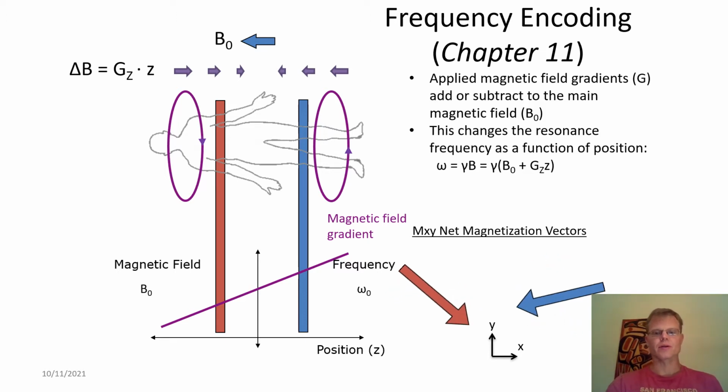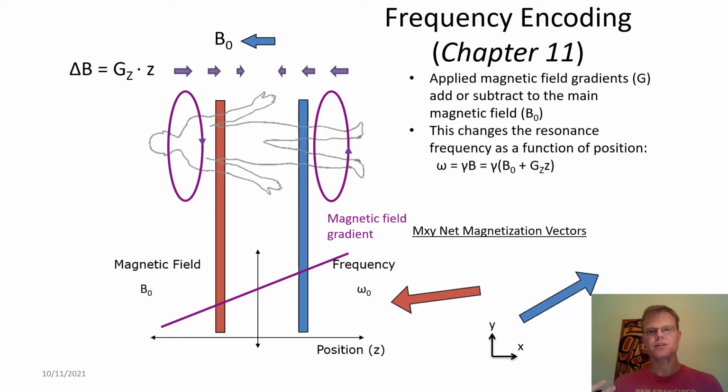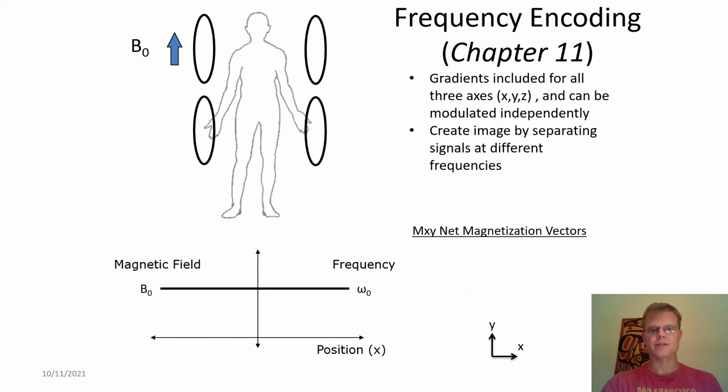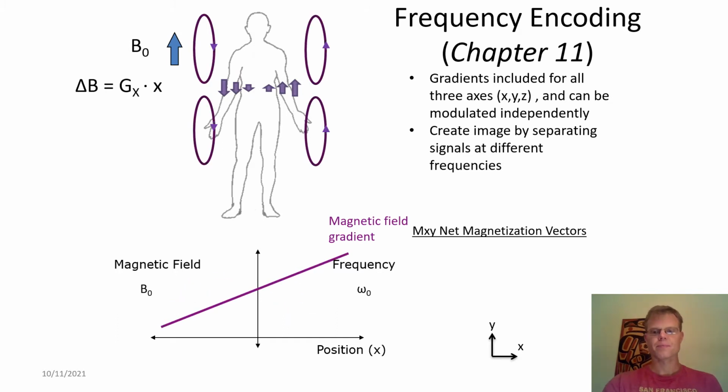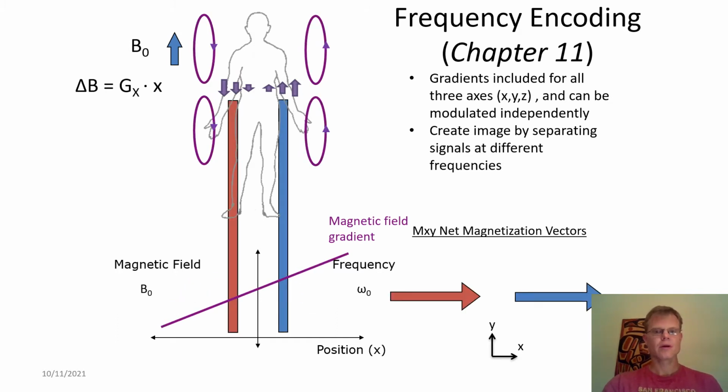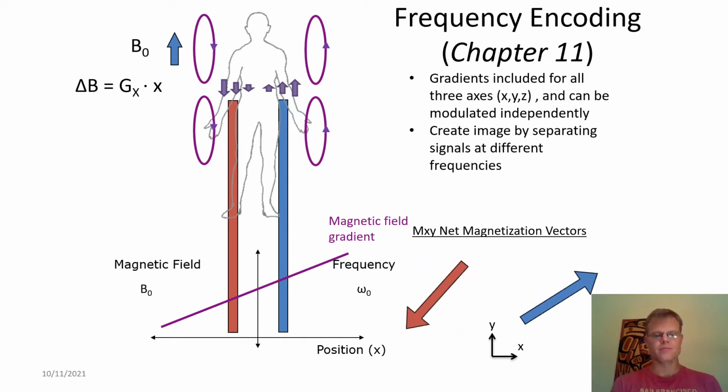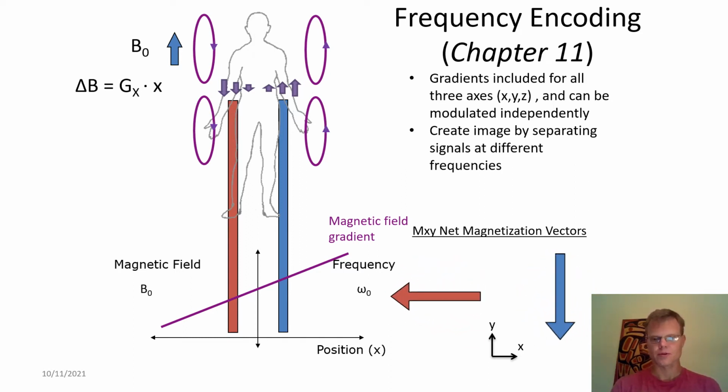And so if we were to look at the net magnetization at two different positions, they're going to precess or rotate at these two different frequencies. We can flip that example into a different direction. In this case, X, use our magnetic field gradients in a different direction, and again, we still have the same effect, and this is actually what we call frequency encoding. And then as you remember, the net magnetization corresponds to the signal we receive, so we're going to receive signals with different frequencies.